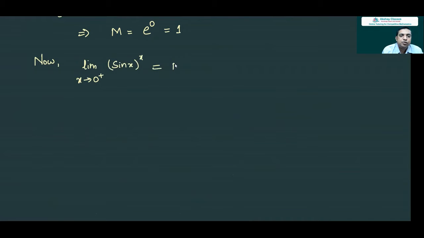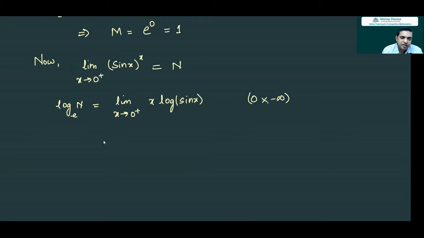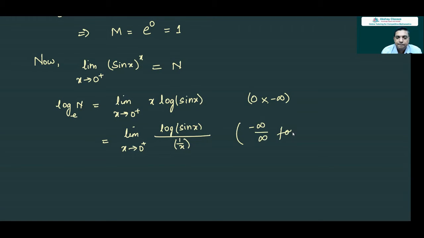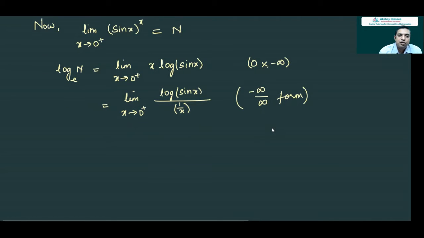So this is equal to n. Now take log of n. So log of n is limit x tends to 0 plus x log of sine x. Again, this is 0 into minus infinity form. So I'll convert this like this. I'll retain log sine x, and this x I'll bring to the denominator. Now this becomes minus infinity by infinity form. So to solve this, I will use L'Hospital's rule.